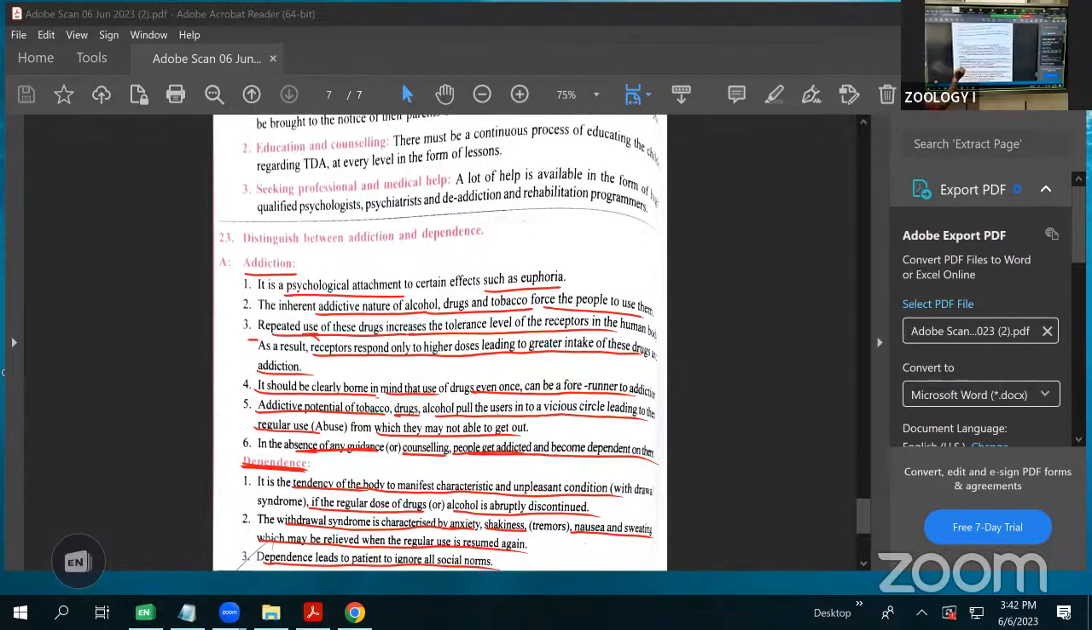Actually, addiction is the psychological attachment to the euphoria, and dependence is the tendency of the body to manifest the characteristic unpleasant conditions. Clear? This one is also not that much important. Adolescence is a vulnerable phase, that is the important one. Sometimes this one is also asked. That's why I took this one.